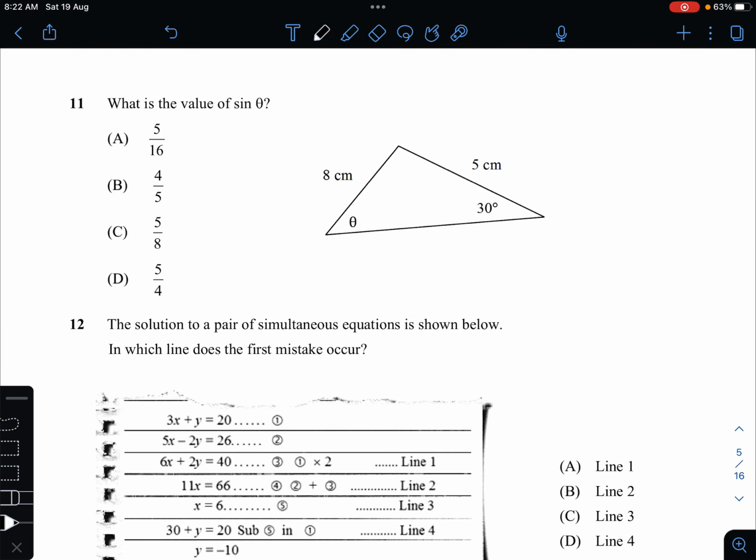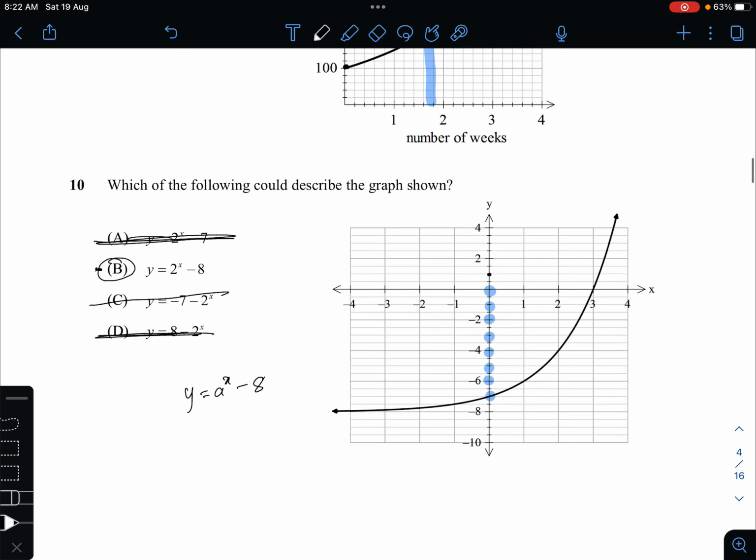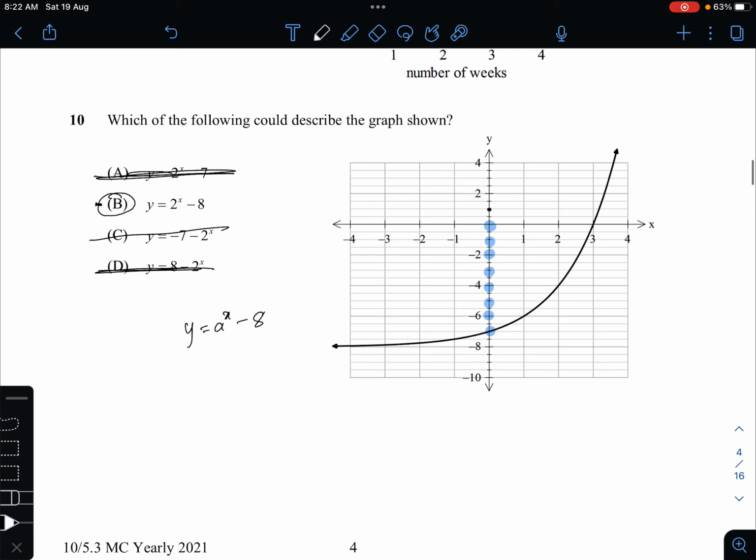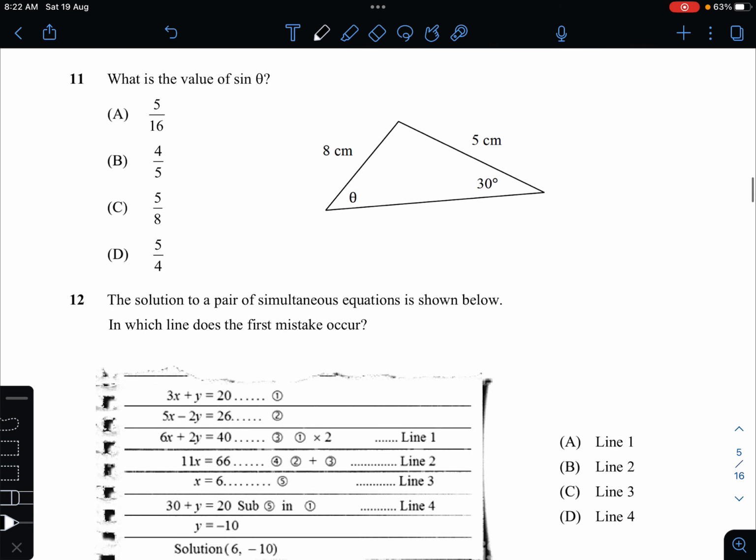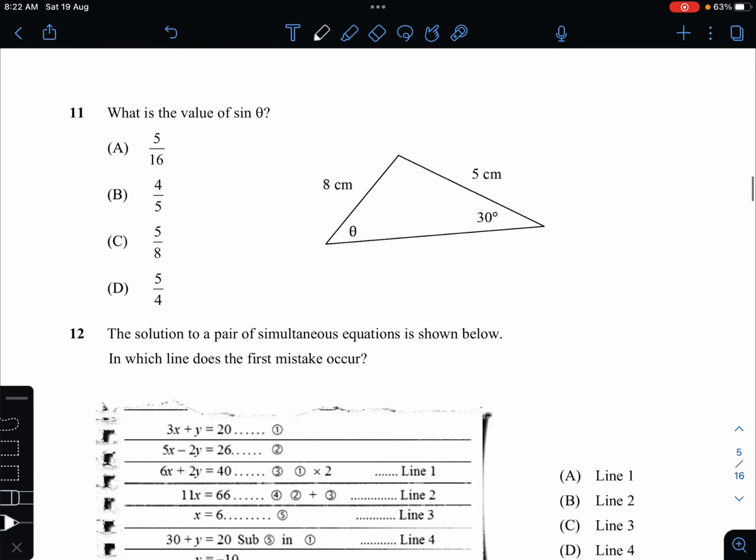Moving on, question 11, what is the value of sine theta? Also, by the way, on this one, you don't actually need to know exponential graphs that well. You just need to know translation and understand that a base form exponential graph will always intercept at that one point.